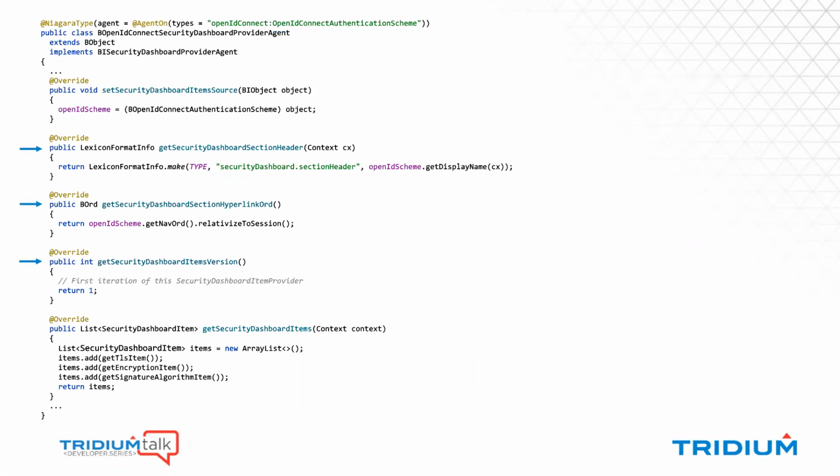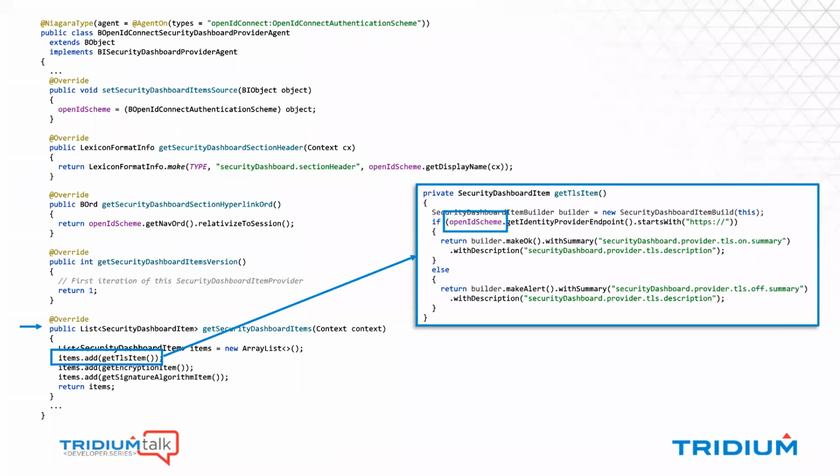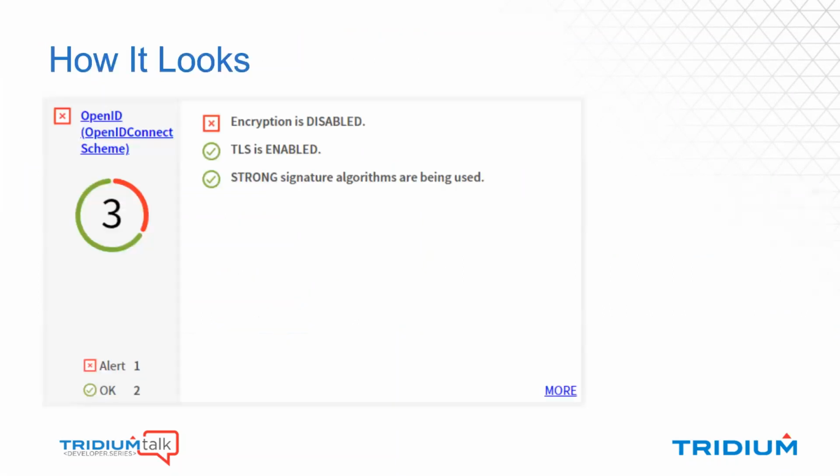The next three methods are pretty much identical to what we just saw in the security dashboard provider example. The only difference really is that we're using this OpenID scheme that we saved earlier to get the nav.ord and the display name. And we can see the same thing for the get security dashboard items method. It's exactly the same, except that once again, we're using that OpenID scheme. And this is what it looks like on the dashboard. This is identical to what we just saw in the previous example. We just got there a little bit differently.